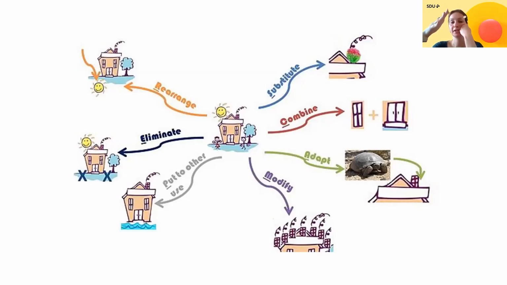Then there's rearrange and eliminate. That's more about some elements of the idea. So what can I, for example, eliminate in this house? Maybe it doesn't need windows because I'm not going to look outside anyway. Or maybe it doesn't need heating because it's warm in the stratosphere anyway. So there you would rather eliminate some elements. And modify is also nice.